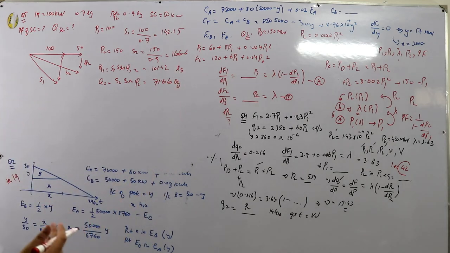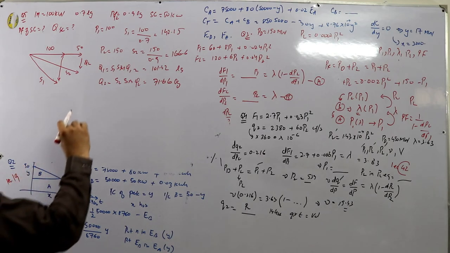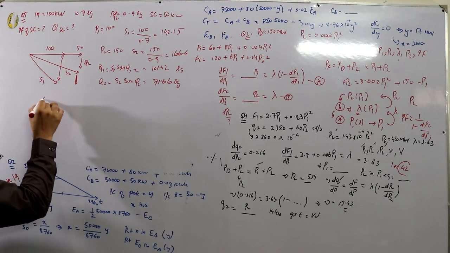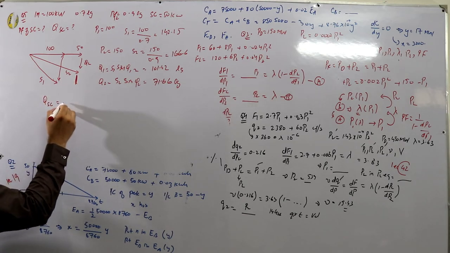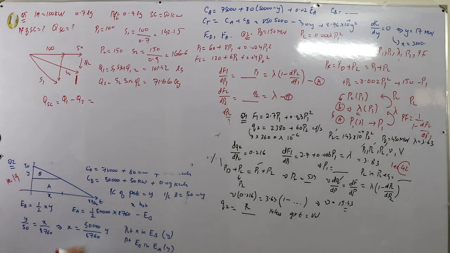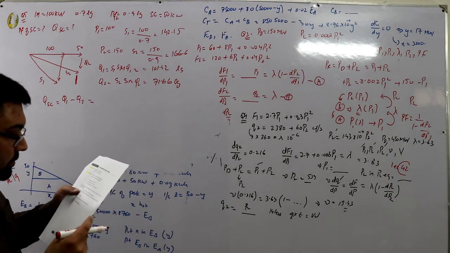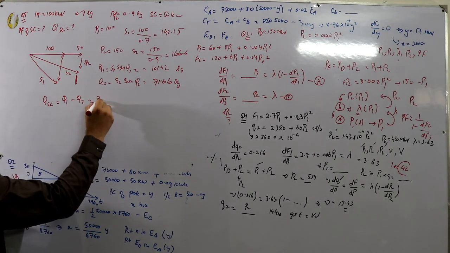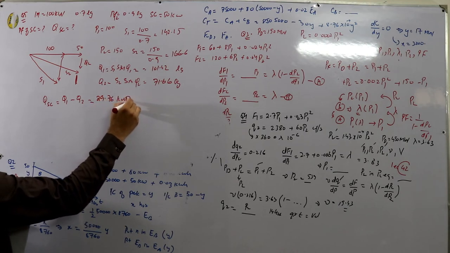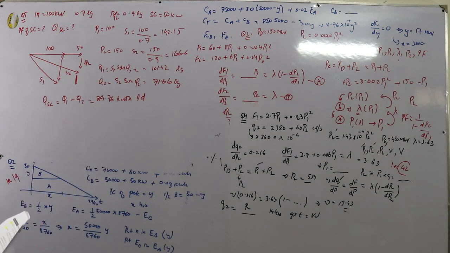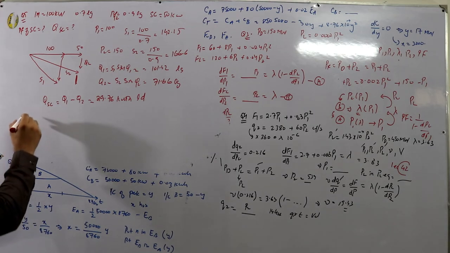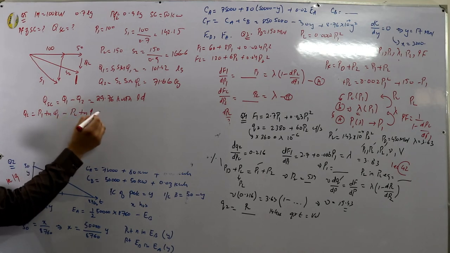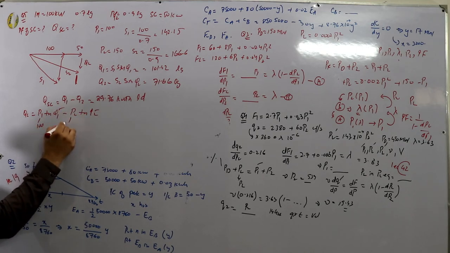But from here you can find out the leading kVARs that have been injected by the synchronous condenser. So the Q injected by the synchronous condenser is Q1 minus Q2, which comes out to be 29.76 kVARs, and these are leading kVARs. You could also have done it by the formula QC equal to P1 tangent of phi1 minus P2 tangent of phi2. Phi1 is given. P1 is 100, P2 is 150.